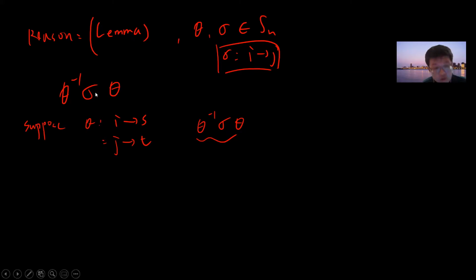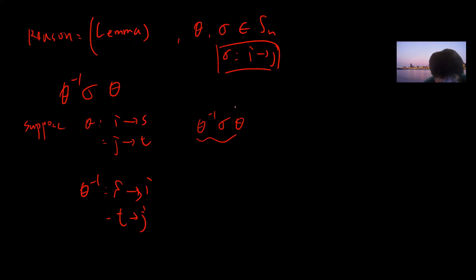There's a different convention, right? But let's see. What's theta inverse? Theta inverse will map S to I, and T to J. I want to claim that this will map S to T.